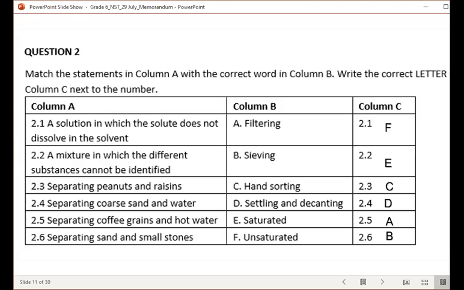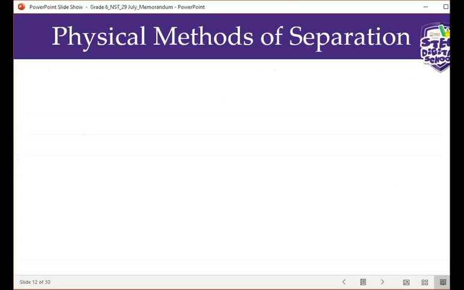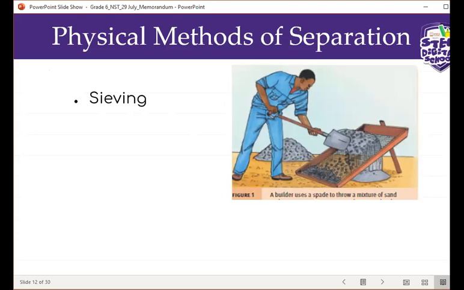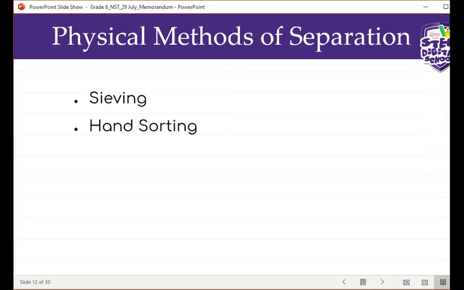All right, cool. So I am going to go back to this question. We looked at these slides of physical methods of separation, right? And we said we have sieving. An example was when a builder uses a spade to throw a mixture of sand and stones, and the sand will go through the sieve and the small stones will remain on top. Then we had hand sorting, and we had jelly beans in the picture, and we said we can sort them into their different colors.